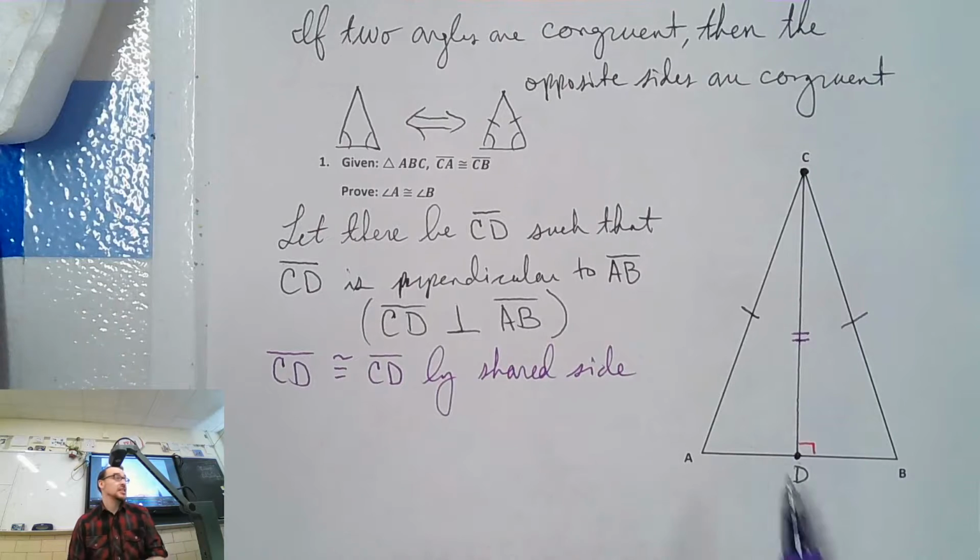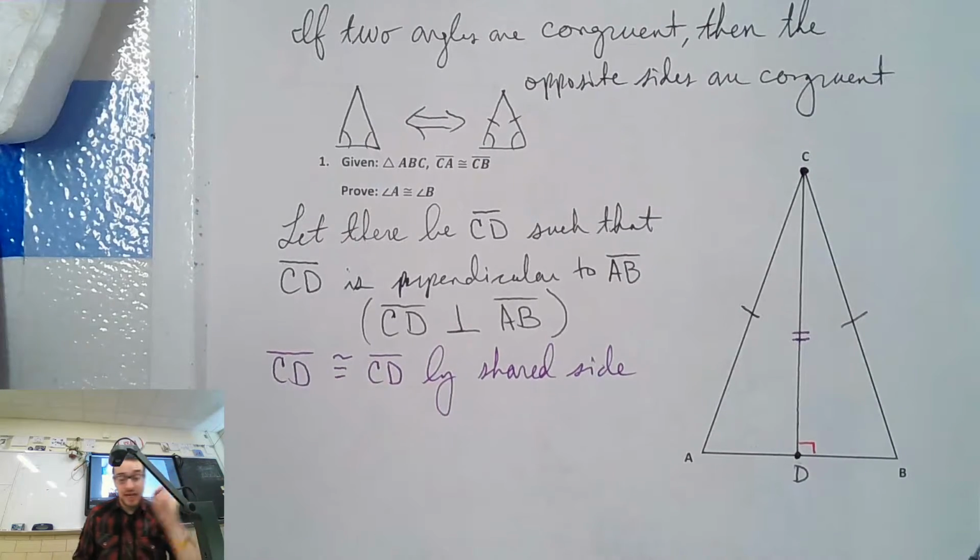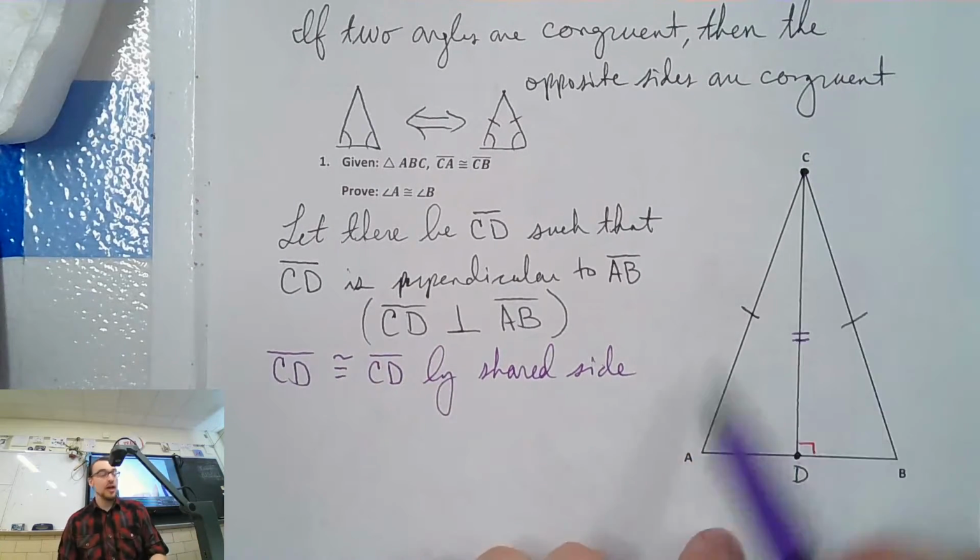Not 90. We don't know it's 90, right? We've got a hunch, a strong hunch that it's 90. But we need to prove that first. If we can, then they're both right triangles. We use HL, and the triangles are congruent.